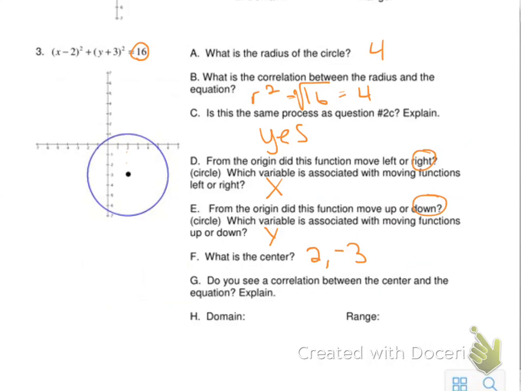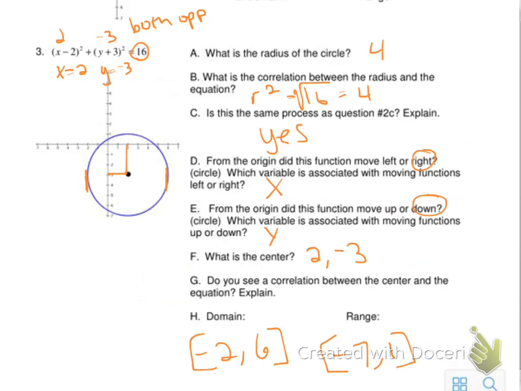Okay, so look up here in the equation. 2, -3. So they are both opposite. So x minus 2 means that x is going to be 2. x plus 3 means that y is going to be -3. Over 2, down 3. Okay. So here the domain is -2 to 6. And the range is -7 to 1. Okay.